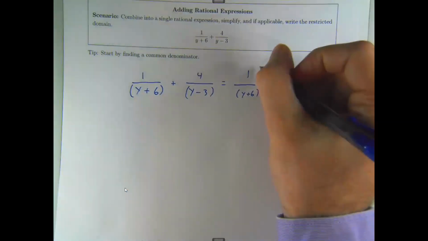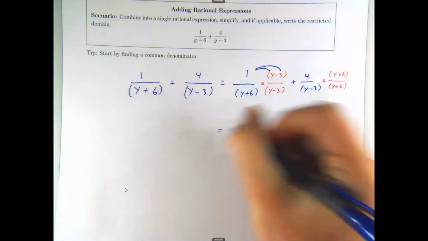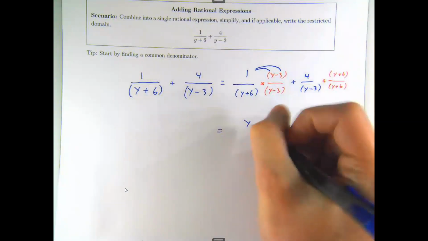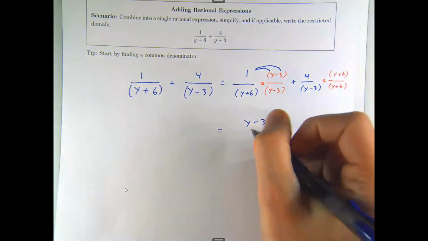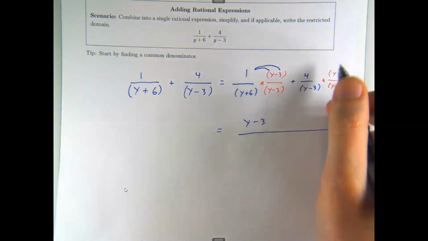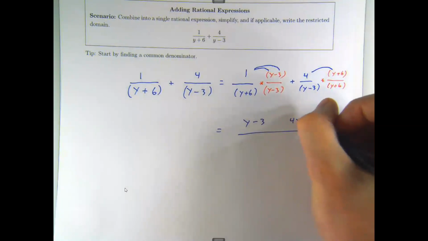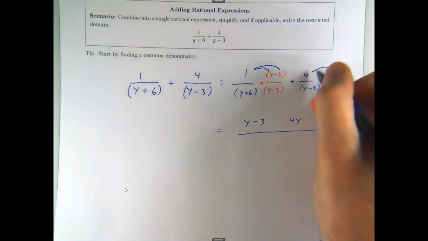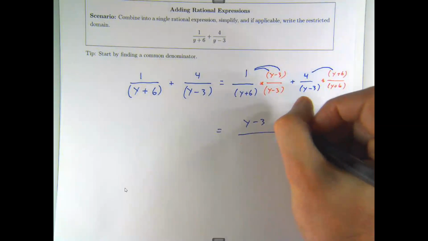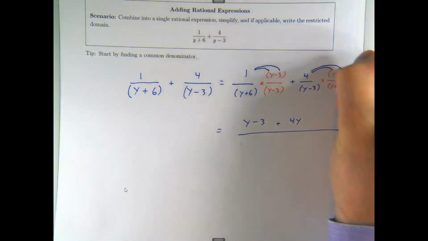I'm going to do 1 times the y and 1 times the negative 3. So I'm going to have 1y, or y, minus 3. And for this other piece, I'm going to have 4 times y, so that's 4y. And that's a positive because I have a positive multiplied by a positive. I also have 4 and the 6 giving me 24.